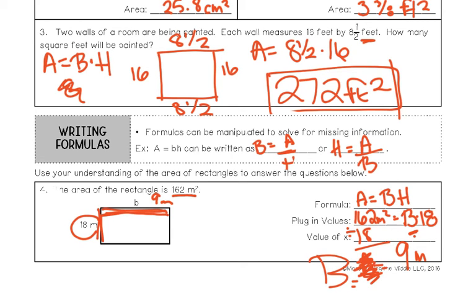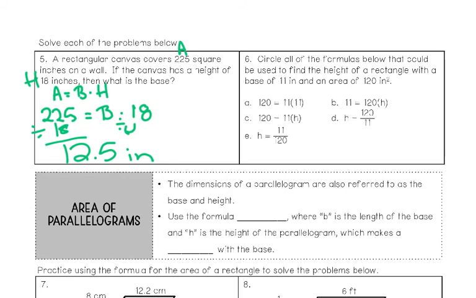Okay, so we have base equals area times height, or height equals area over base. It's all the same thing as area equals base times height. Okay, so go back. Here we go. So your answers are C and D.